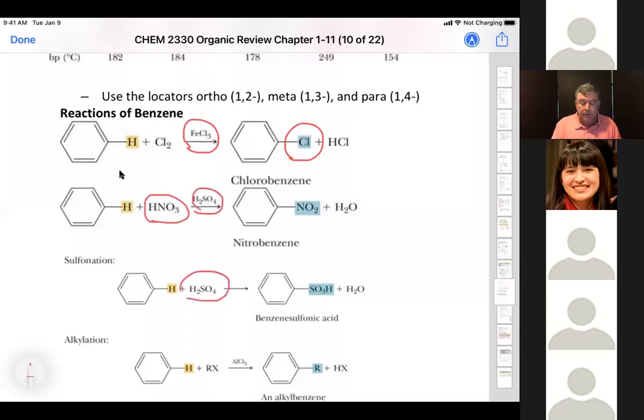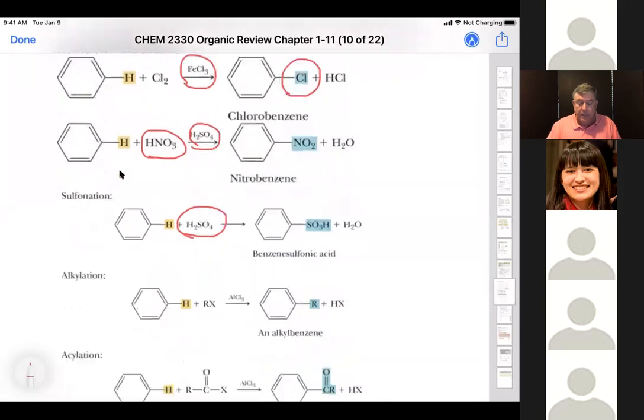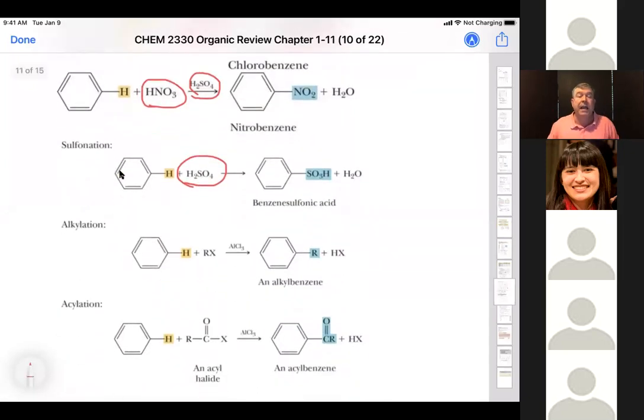We can put a sulfate on there if we use a strong acid. And then we have 2 ways of adding a carbon-carbon bond to our system. The first one is called alkylation, and it goes through making a carbocation on a carbon system. This is our electrophile, and that's the part that's going to react with the ring.